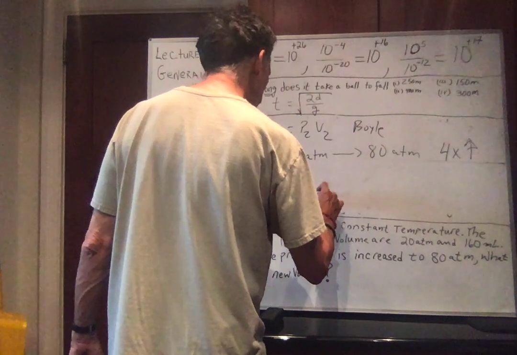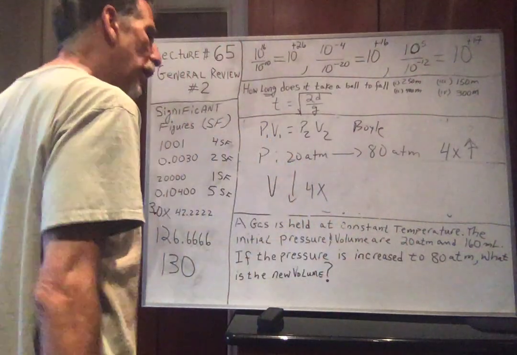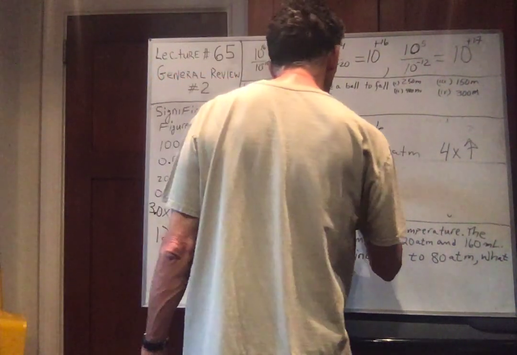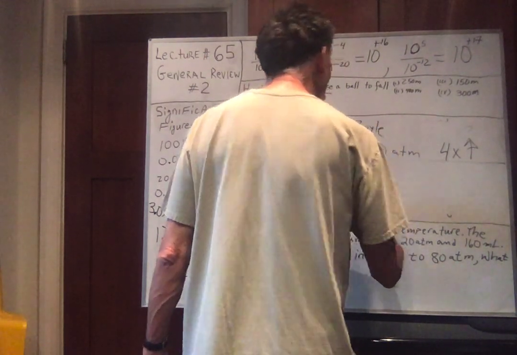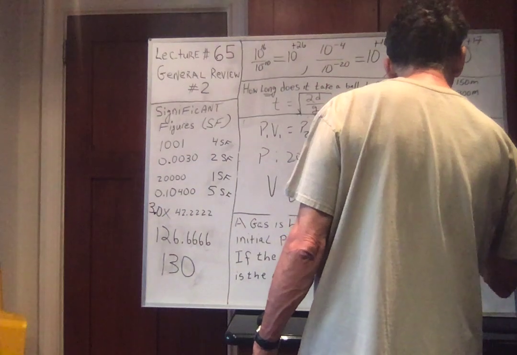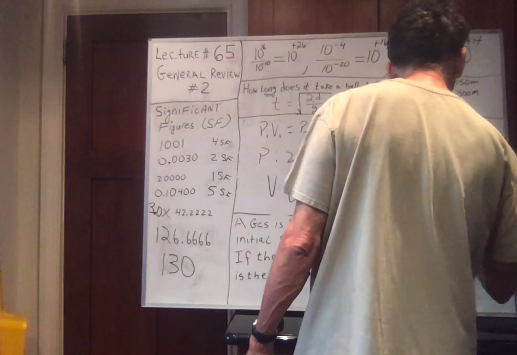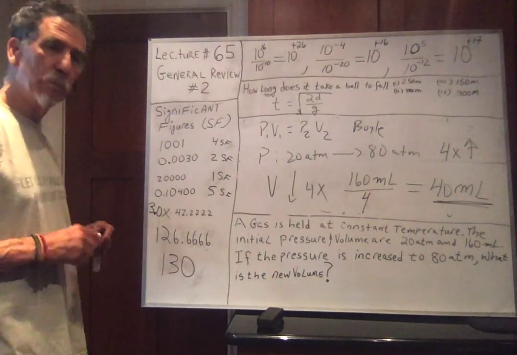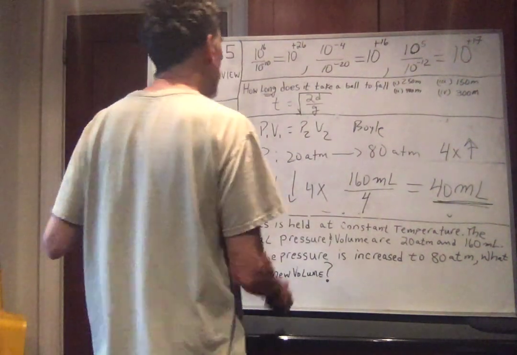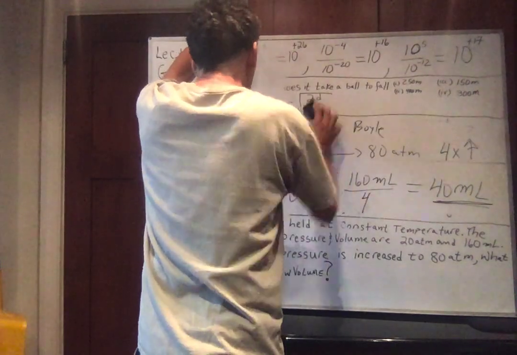by 4 times. Well, if the volume was initially 160 milliliters, we divide that by 4, the final answer is 40 mLs. Okay, so Boyle's law, inverse relation. Okay, let's see if we could squeeze in one more problem here.